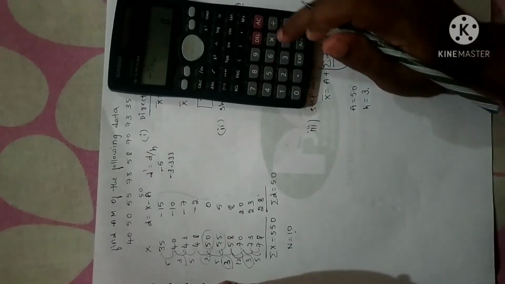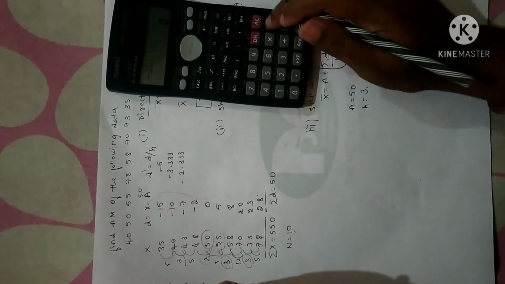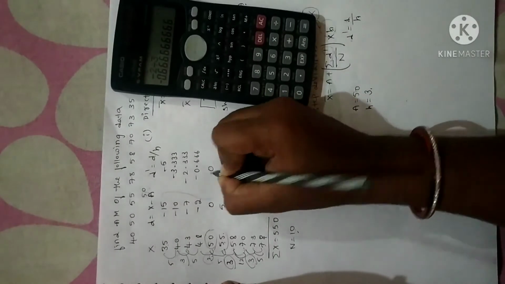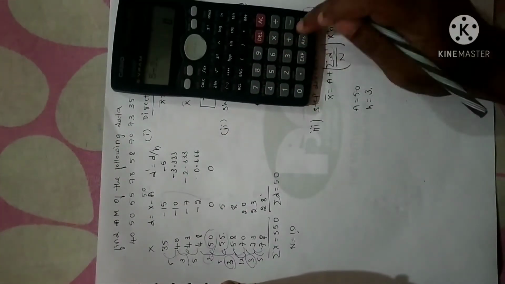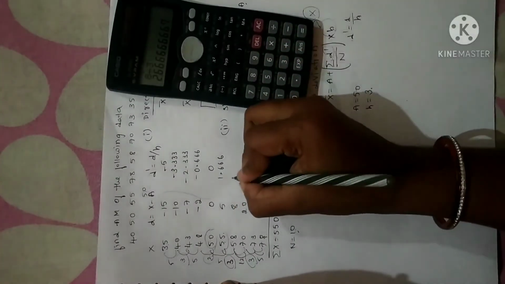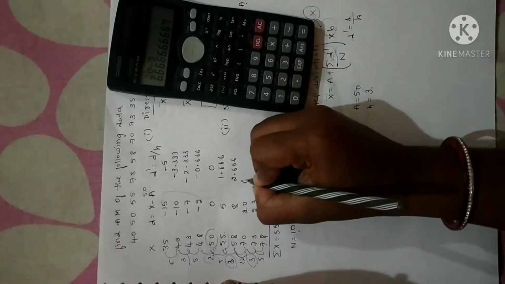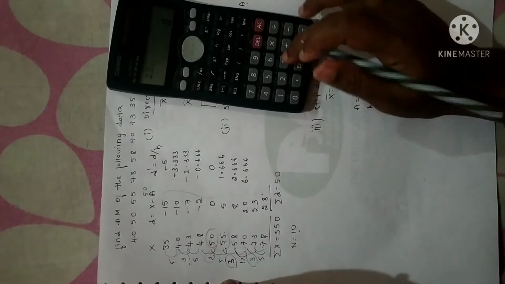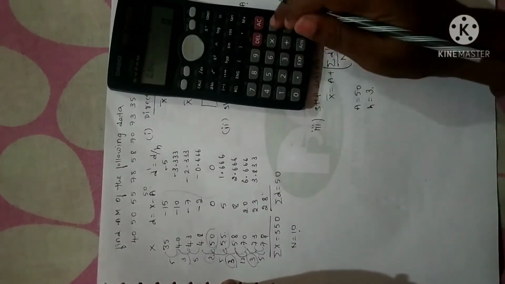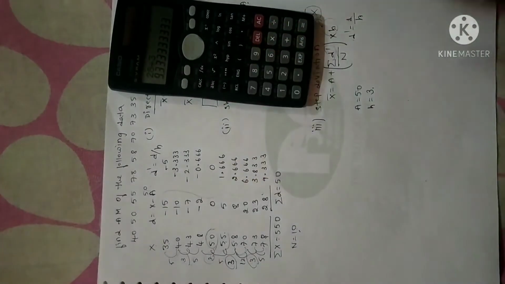Next, minus 7 divided by 3 is minus 2.333. Next, minus 2 divided by 3 is minus 0.666. 0 by anything is 0. Next, 5 divided by 3 will give us 1.666. Next, 8 divided by 3 will give us 2.666. Next, 20 divided by 3 will give us 6.666. Next, 23 divided by 6, 3.833. Next, 28 divided by 3 is 9.333. So I have calculated the d dash values here.